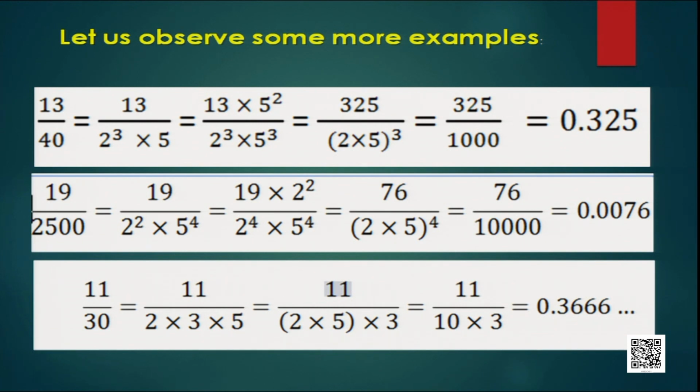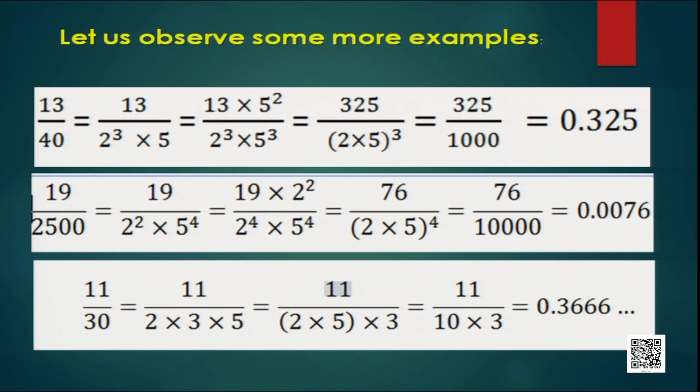So in the numerator I find it is 76 and the denominator becomes 2 to the power 4 into 5 to the power 4. Then 76 by 2 into 5 whole to the power 4 becomes 76 by 10,000, and finally it becomes 0.0076.